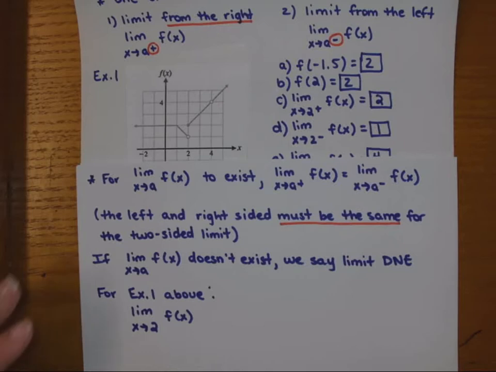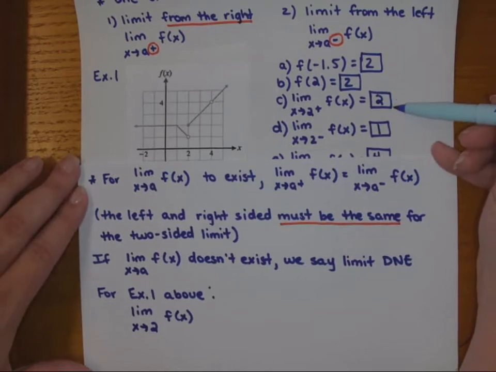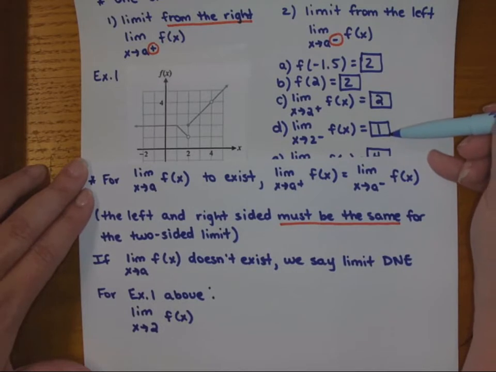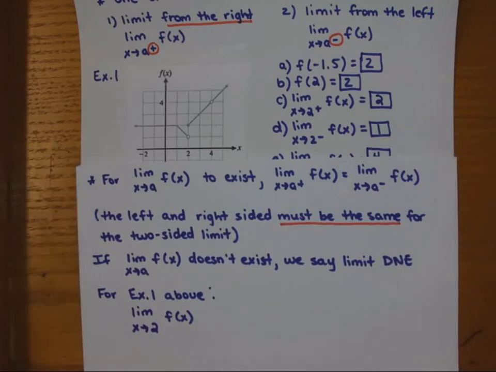So if we go back up and we look at parts C and D that I'm pointing out here, notice that if we come from the right, the answer's 2. If we come from the left, the answer's 1. In other words, they're not in agreement. They're not the same. So we would say that the two-sided limit does not exist as x approaches 2.